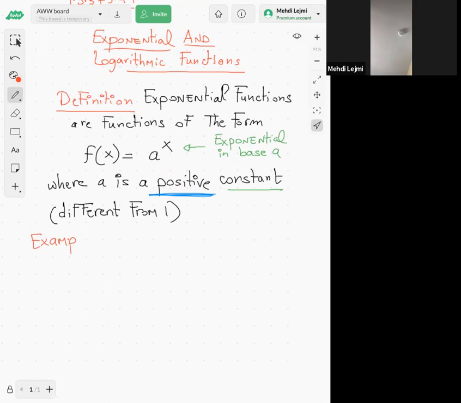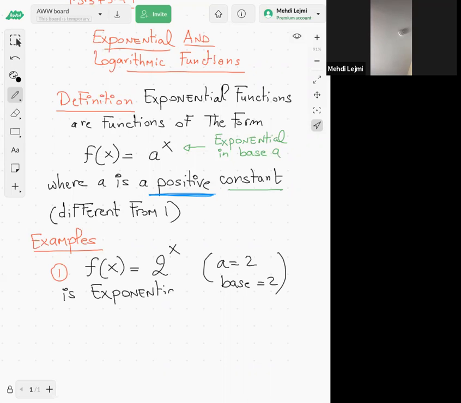Your constant a can be, of course, a positive whole number. For example, f of x equals 2 to the power x, right? Then your a is equal to 2. That's the base. The base is 2. Okay, so this is an exponential function.